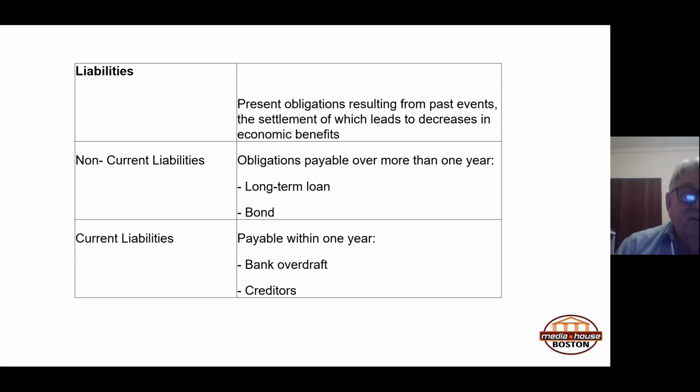And also creditors is an example of a current liability. Those are people, suppliers that you bought from, that you owe money to, and then you must pay them. So those will be your creditors.